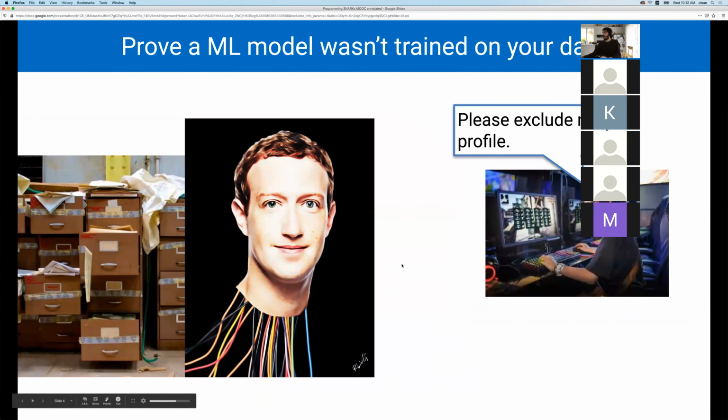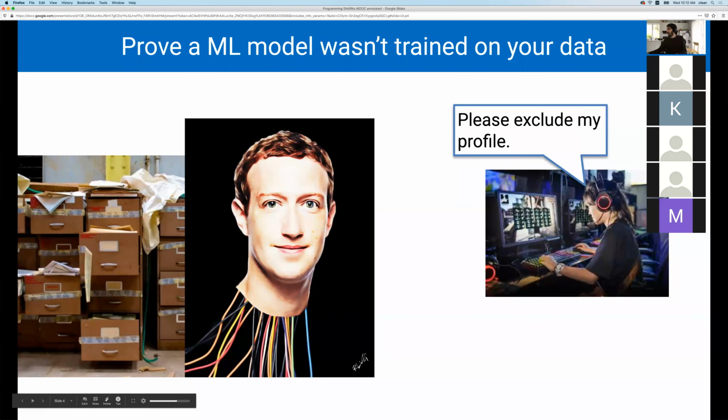Another example that you might consider, which is kind of similar, is proving a machine learning model wasn't trained on your data. So let's say you have some adversary, for example, this guy, and you are this computer user over here. And you wanted to say to the adversary, hey, please don't use my profile when training your model. And your adversary tells you, yep, I did it, no problem.